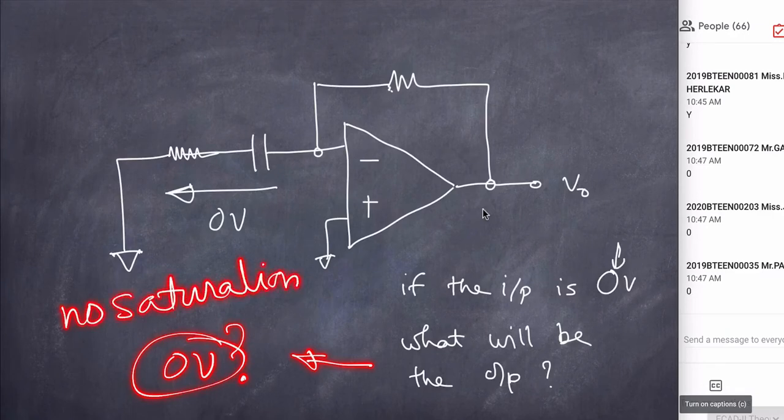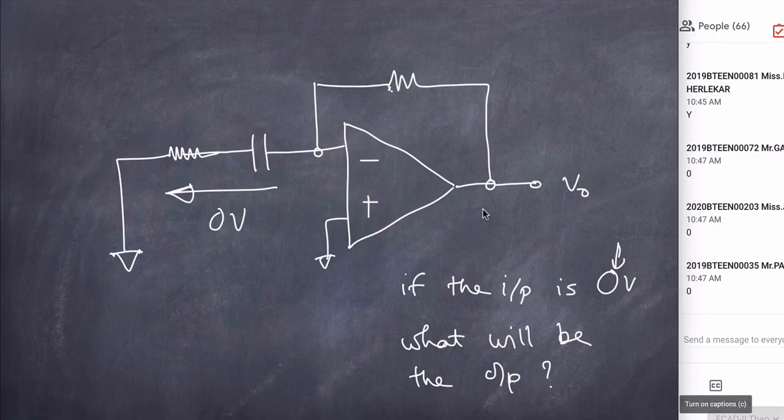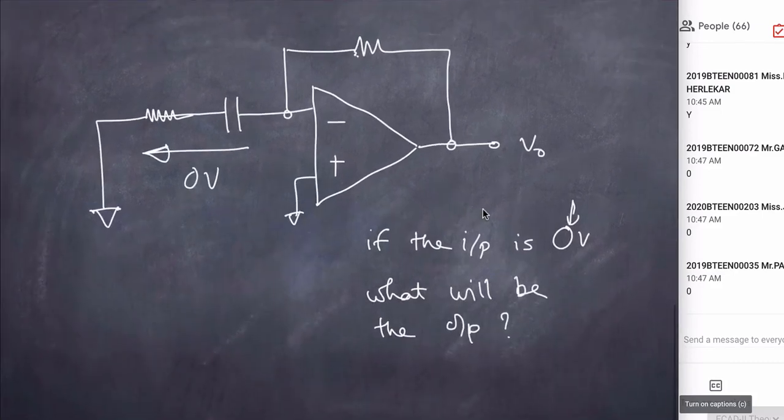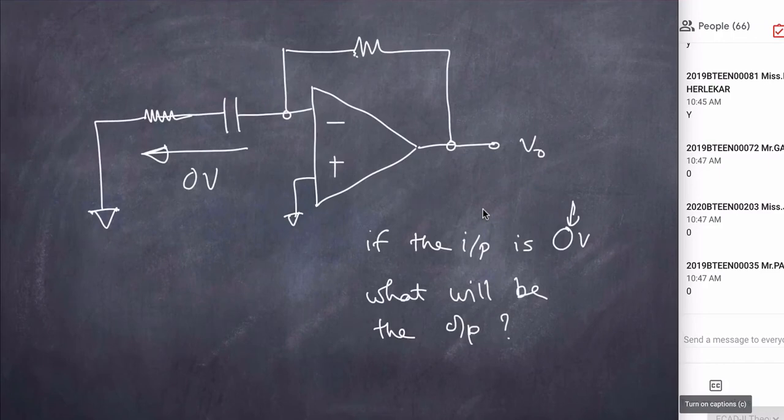So this circuit does not go to any saturation even if the input is 0, whereas the integrator goes to saturation. Everybody understood this? So there are two circuits, integrator and differentiator. Which circuit goes to saturation when the power is on? Integrator, right? And the differentiator doesn't do that. So the differentiator is a stable circuit, it doesn't go to saturation. Okay, fine. I hope this is enough for today as far as these two circuits are concerned.